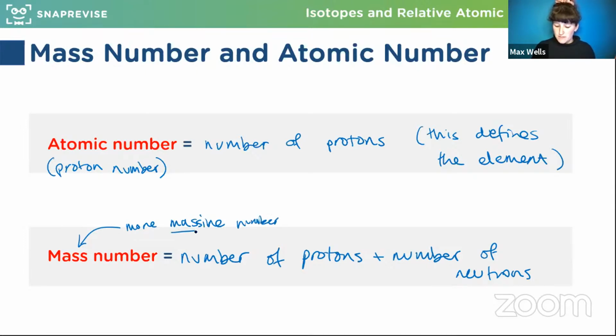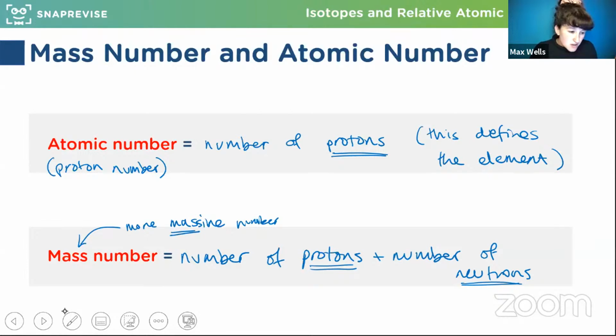And I like to use that word massive because it's got the word mass in it. The mass number is the more massive number. And it has to be, really, because the atomic number is only talking about the number of protons, whereas the mass number is the number of protons plus neutrons. So our mass number has to be bigger because it's including more things. So comparing the atomic number of an atom versus the mass number of the same atom, the mass number is always going to be bigger, because the mass number includes neutrons. I guess apart from hydrogen, because hydrogen's weird and it doesn't have any neutrons.